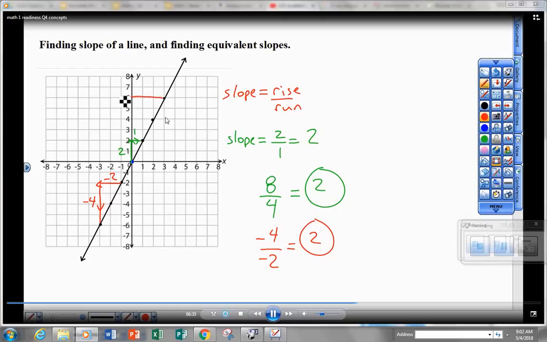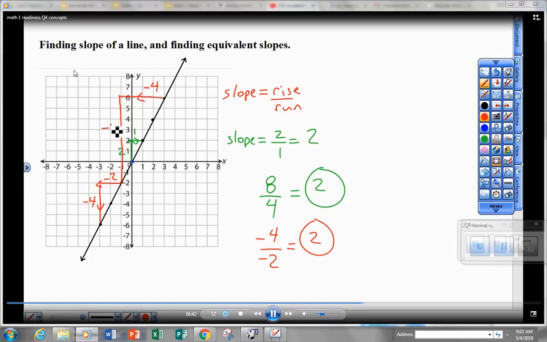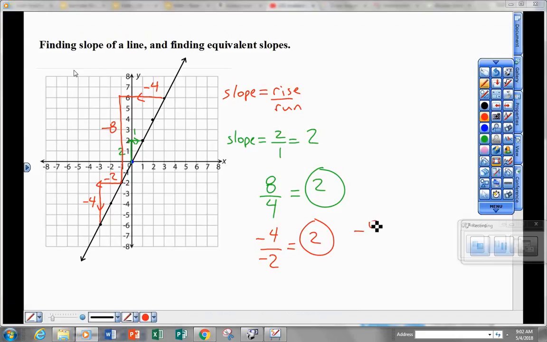Another way I could do it is if I go left 4, negative 4, and down 8, negative 8. That is also equivalent to 2. So left 4, negative 4, down 8, negative 8. Negative 8 over negative 4 is also equivalent to 2. So negative 8 over negative 4 is 2. All those are equivalent slopes to 2.